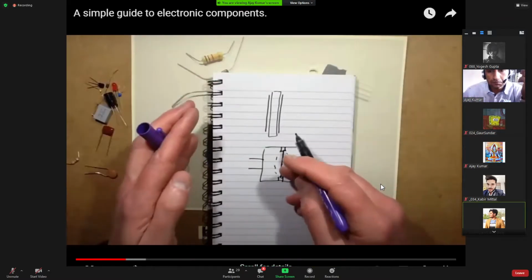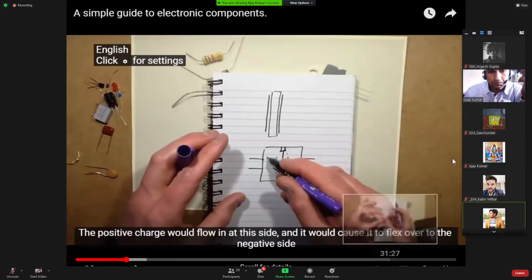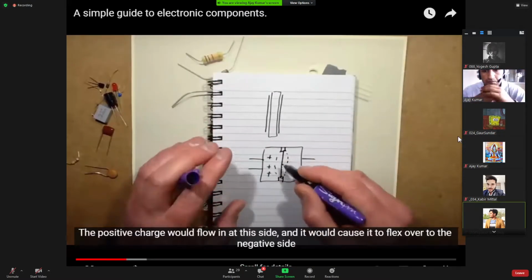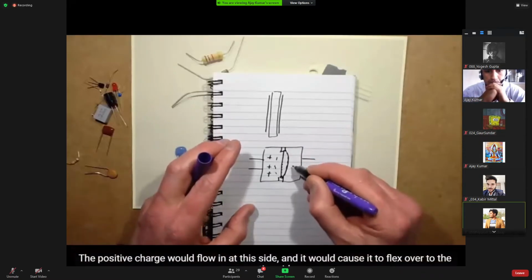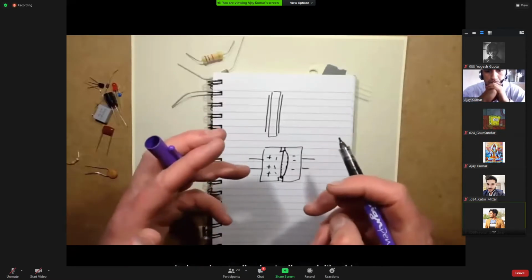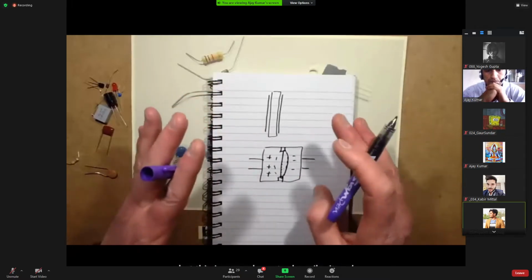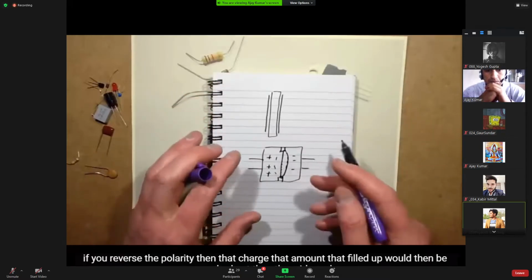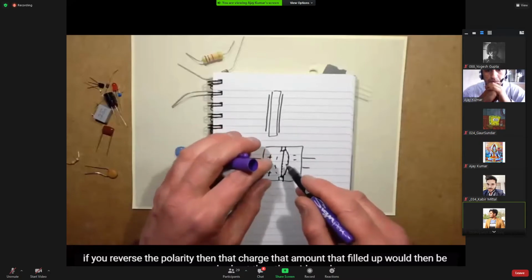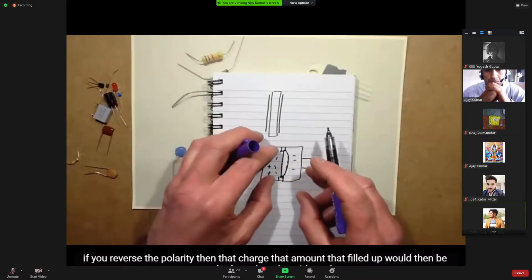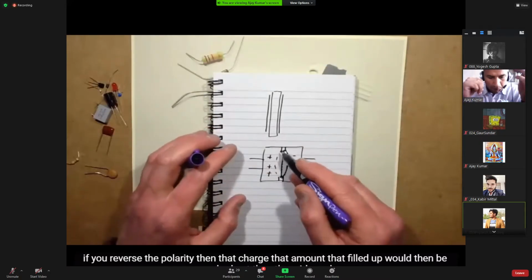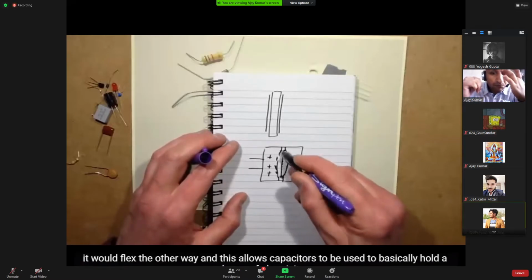So if, say for instance, you connect it across a battery, the positive charge would flow in at this side and it would cause it to flex over to the negative side. It doesn't actually physically work like this, but this is a good way to describe it. And if you reverse the polarity, then that amount that had filled up would be pushed out the other side and it would flex the other way.